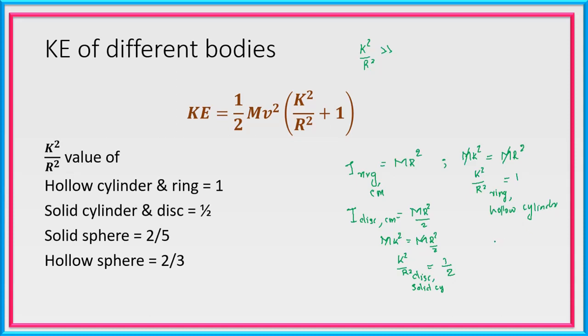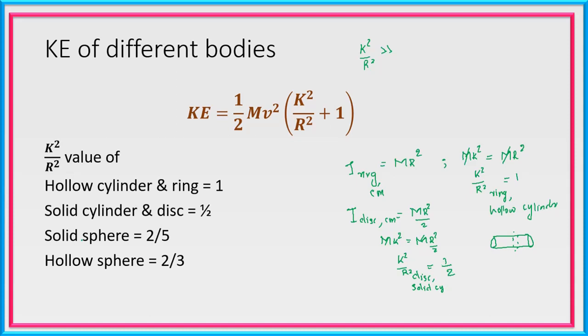A hollow cylinder can be considered as made up of a number of rings, right? When we cut a hollow cylinder, the cross section gives us a ring. But in case of a solid cylinder, the cross section will be nothing but a disk. Therefore, the k square by r square value of a disk or a solid cylinder is equal to 1 by 2.